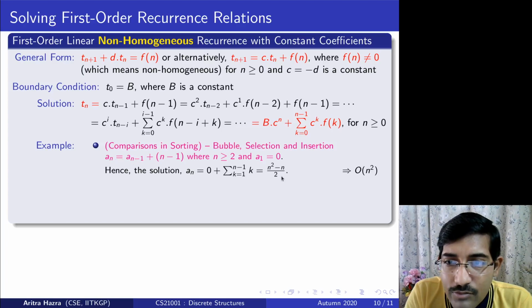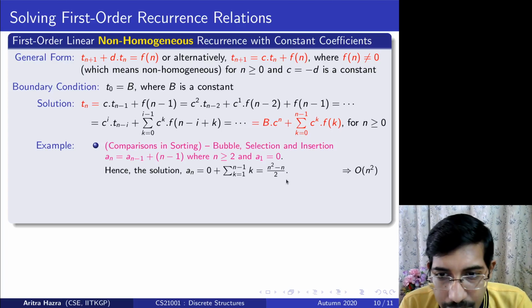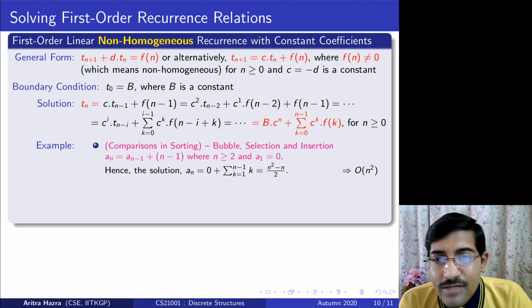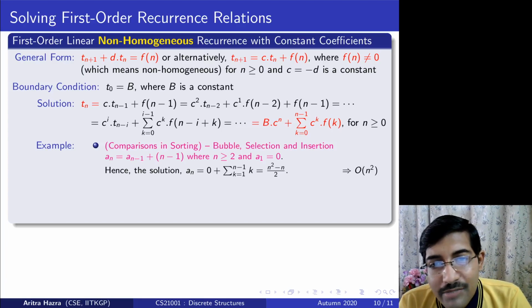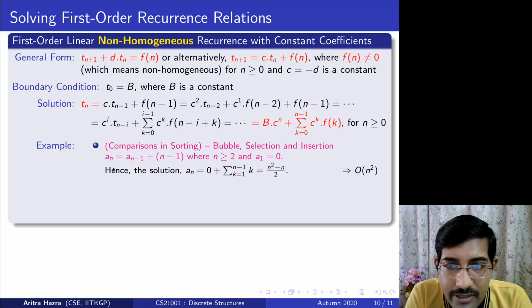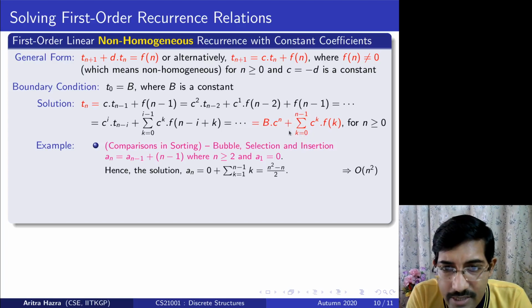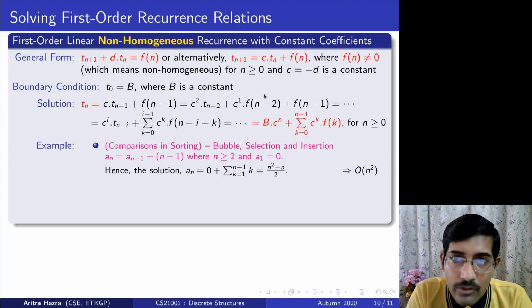So this will become n square minus n plus 2, which is order of n square. So you can also see for the bubble and selection sorts, this similar recurrence of the number of comparisons you can formulate. But the takeaway here is that this comes as this kind of a formula, and if you can solve this summation into a closed form very easily, then you can just go by this formula for the non-homogeneity.